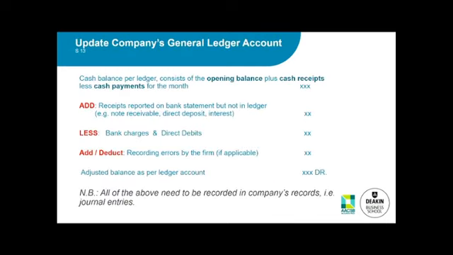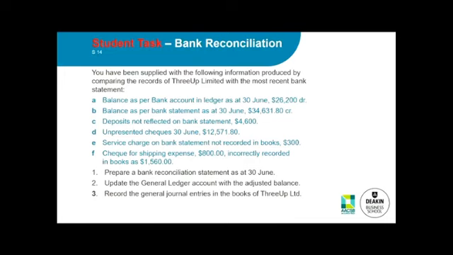Now, looking at the question, you can see that the bank balance according to the general ledger is 26,200. But the bank balance according to the bank statement is $34,631.80. This is a huge difference. So you get your bank statement, and you see that you have $34,631.80. You look at your records, you only have 26,200. So clearly there has to be some discrepancy or difference somewhere that you have to explain.